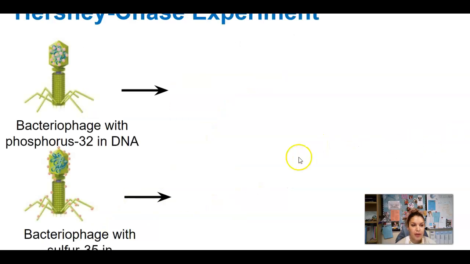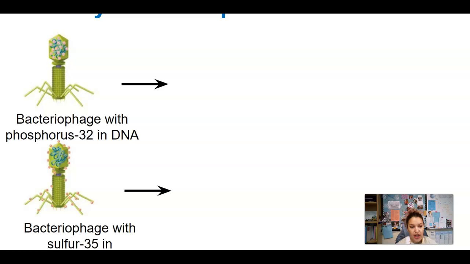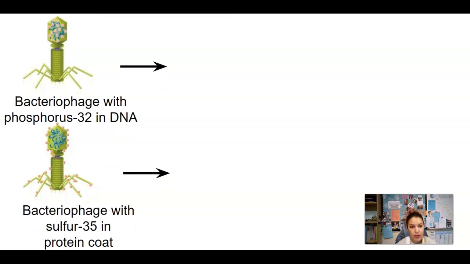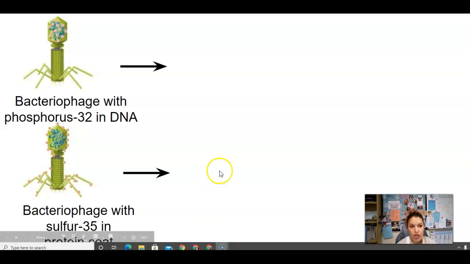All right. So the Hershey and Chase experiment is the next one. What it talks about is bacteriophages with phosphorus 32 in their DNA, and bacteriophages with sulfur 35 in the protein coat that you can see down here. So this is the Hershey-Chase experiment.